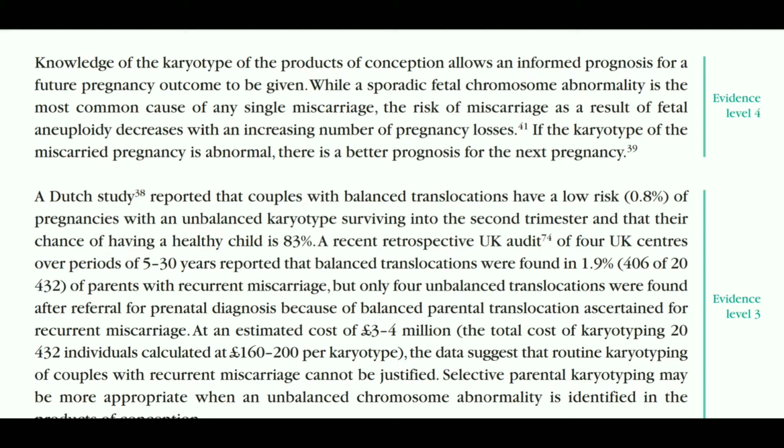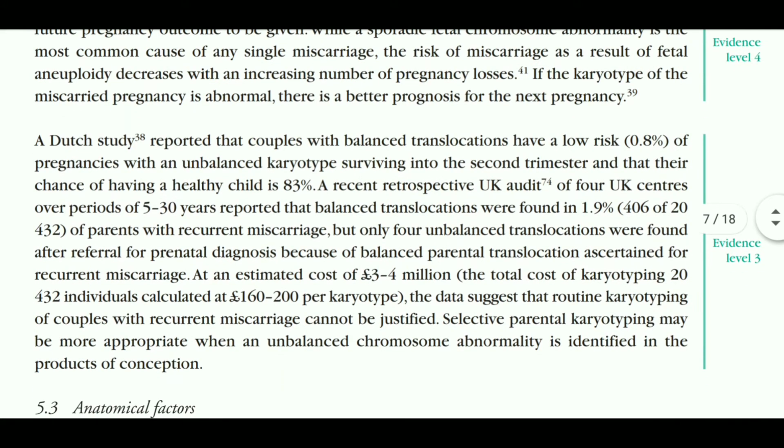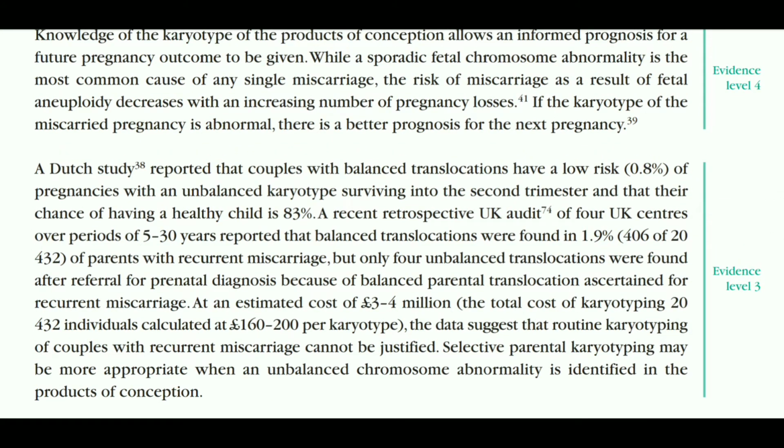Now, a Dutch study reported that couples with a balanced translocation have a low risk, 0.8%, of a pregnancy with an unbalanced karyotype surviving into the second trimester, and that the chance of having a healthy baby is 83%. A recent prospective UK audit of 4 UK centers over a period of 5 to 30 years reported that balanced translocations were found in 1.9% of the parents with recurrent miscarriages, but only 4 balanced translocations were found after referral for prenatal diagnosis because of the balanced parental translocation ascertained for the recurrent miscarriage.